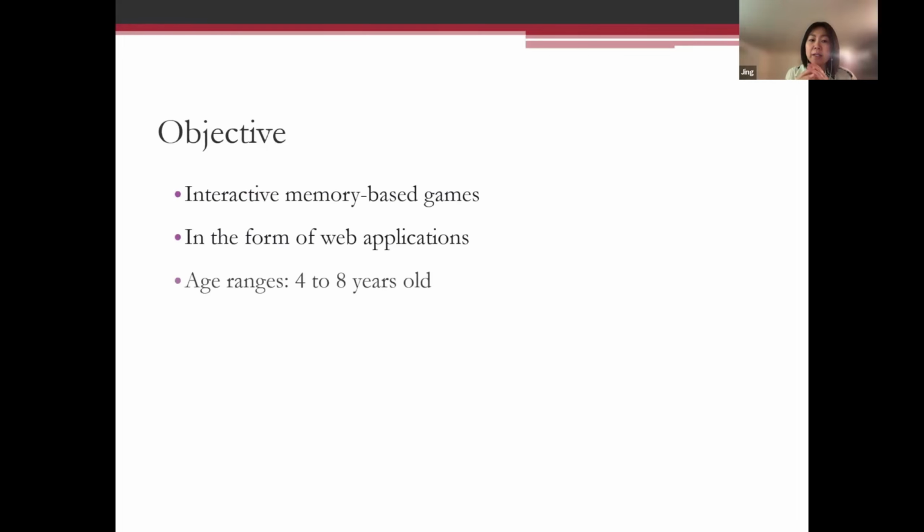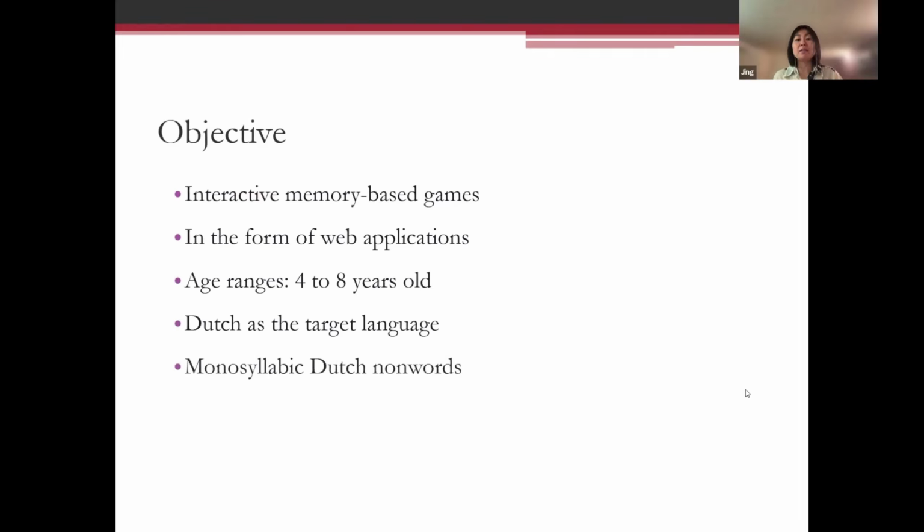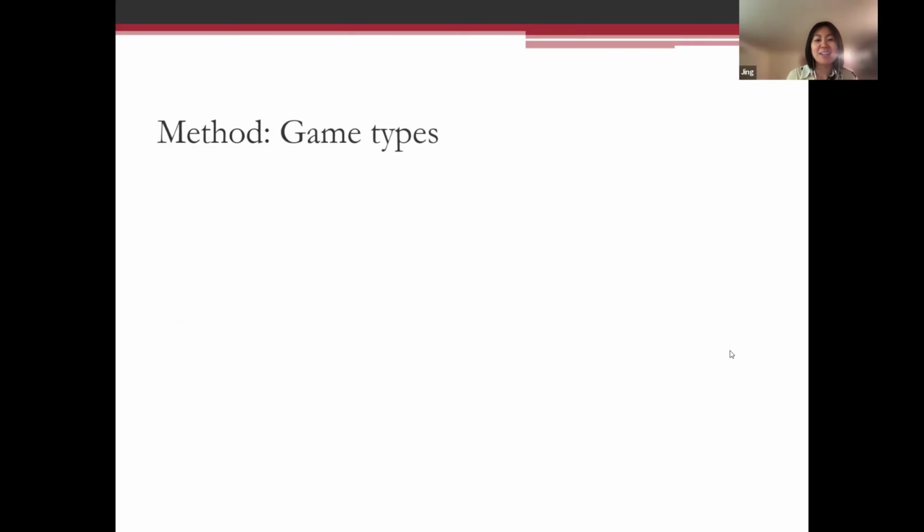So our objective is to develop interactive memory-based games. We would like to design them for touchscreen use, and then through the web, in the form of a web application. The age range has been talked about, and Dutch is the target language. At this stage, we only have monosyllabic Dutch noun words, and bisyllabic and trisyllabic noun words are for the future. Now we can move on to the next slide.